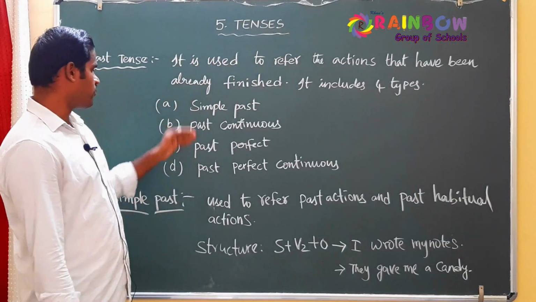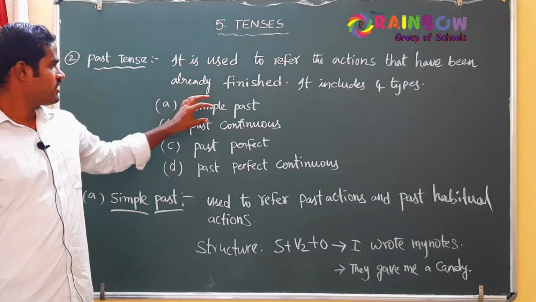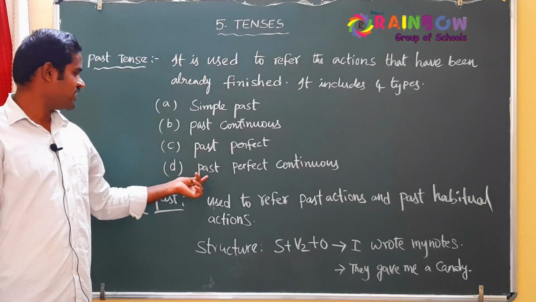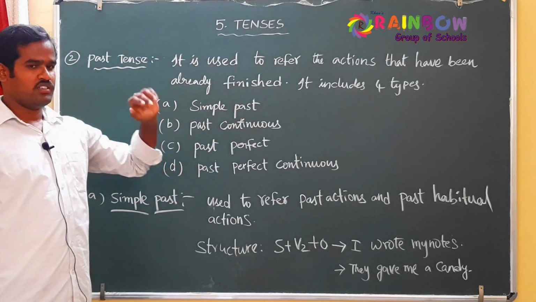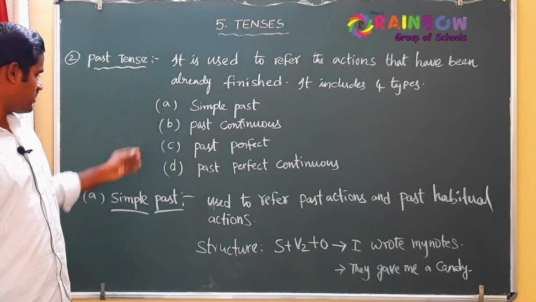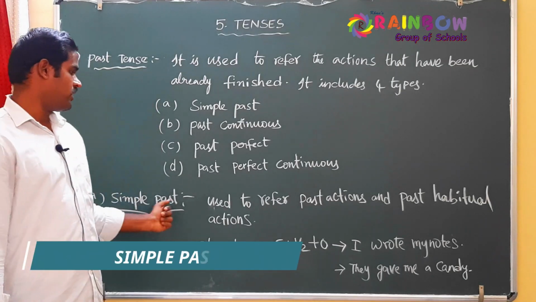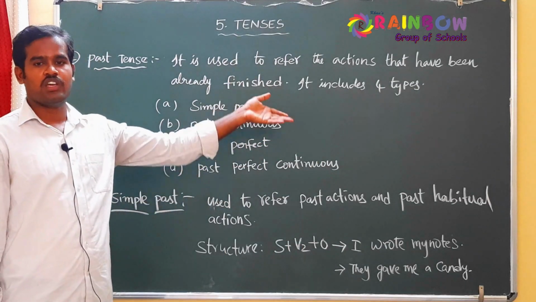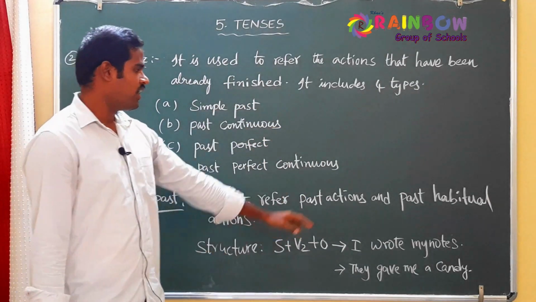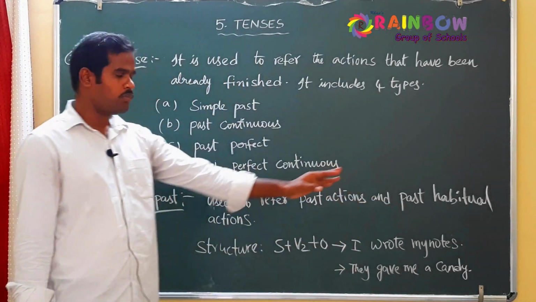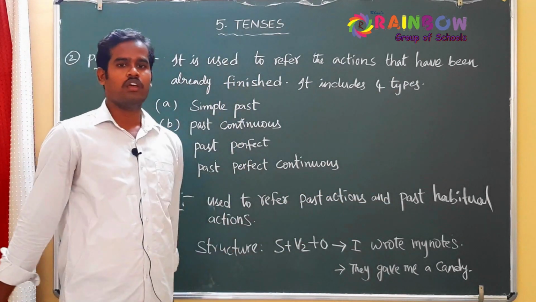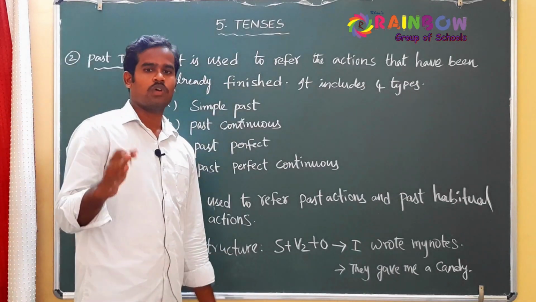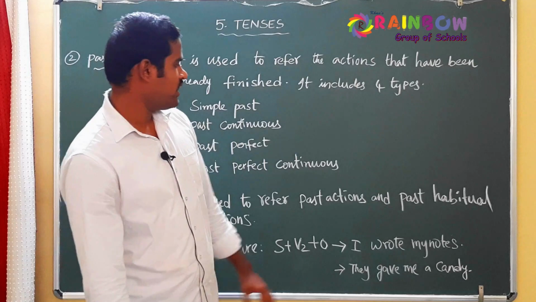Let us consider the four types in past tense. A. Simple past. B. Past continuous. C. Past perfect. D. Past perfect continuous. These are the four types in it, and let us discuss the first one, simple past. It is used to refer to past actions, past finished actions, past completed actions, and there is one more use also, past habitual actions. If you observe carefully, even in simple present tense also I have told that we use simple present to express habitual actions, but here it is different.